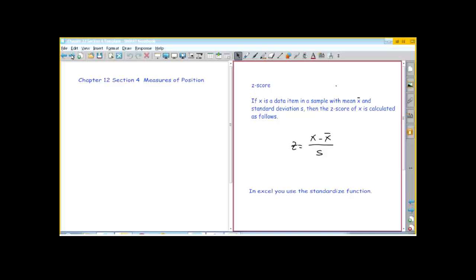Again, there is a function in Excel that will calculate the z-score. It's a very simple calculation, so you don't really save a whole lot of time if you use the standard function. We'll do it manually.